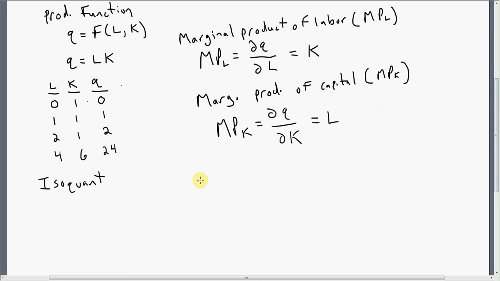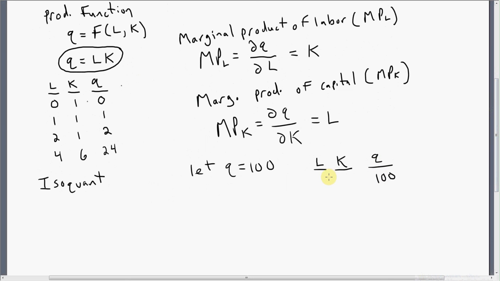So let's come up with an isoquant using this production function. Let's let Q equal 100. So the idea of an isoquant in this case would be, let's find various combinations of labor and capital that can produce 100 units of output. So once again, let's put a little table together here. And what we're trying to do is find combinations of labor and capital when put to this production function will give us 100 units of output.